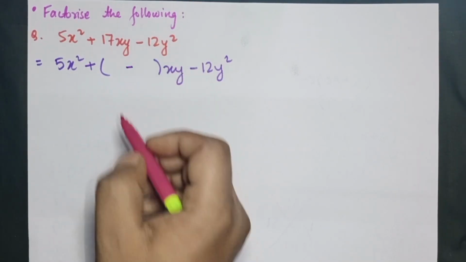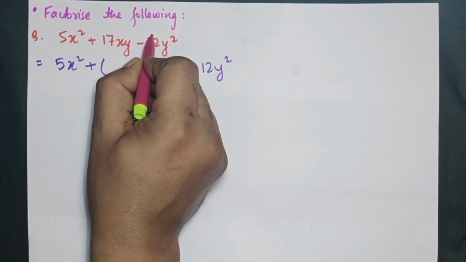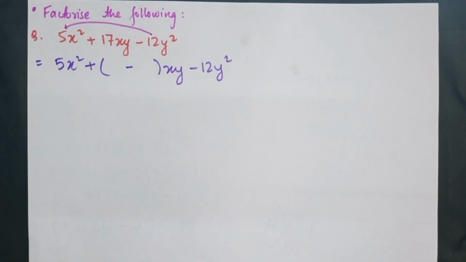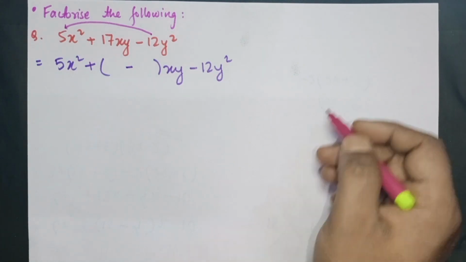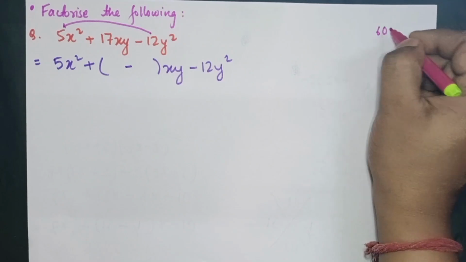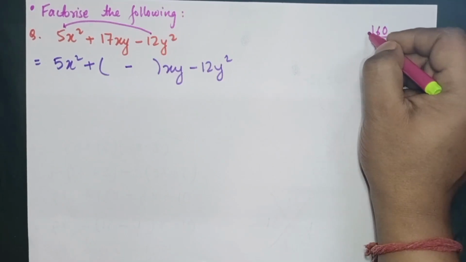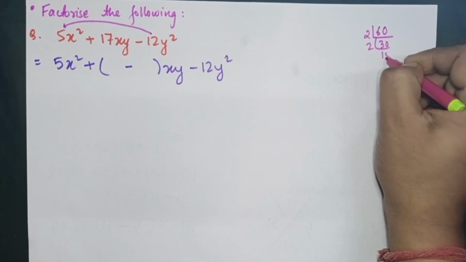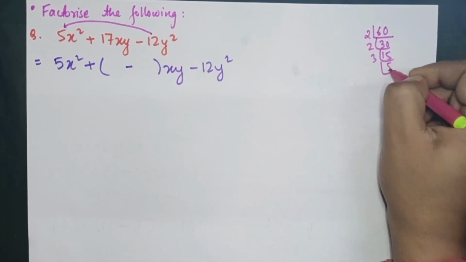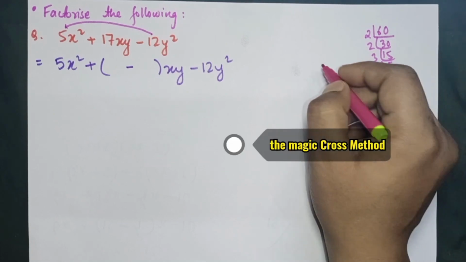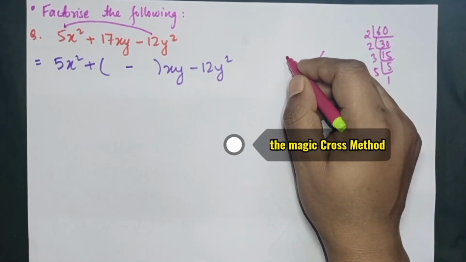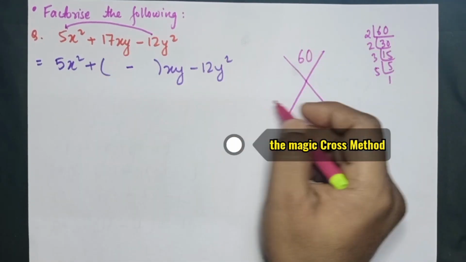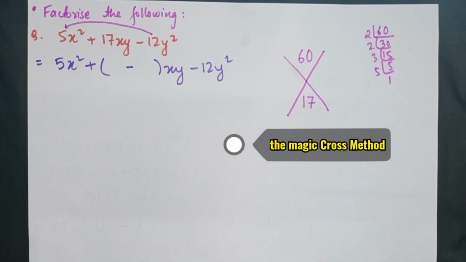Now what you have to do next step, only the numbers you have to multiply, 12 and 5. So 12 5s are 60. Now we have to do the LCM. So this will be 2 30s are 60, 2 15s are 30, 3 5s are 15, 5 1s are 5. Now we have to make a cross, magic cross method. Yeah, so this will be 60. After subtracting how much should I get? 17. So now you have to match that way.